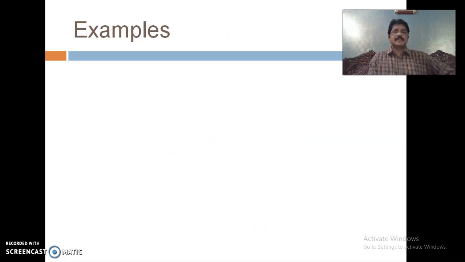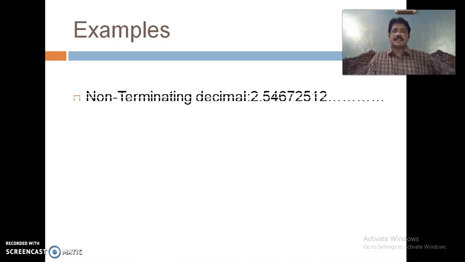Let's take some examples about all these things. The first one is a non-terminating decimal. When you observe 2.5467251 and so on, when you observe dotted lines in a decimal, simply you can identify it as a non-terminating decimal. When the division process is going on, there is no end. It is continuously going on. So that's the reason we call it non-terminating.